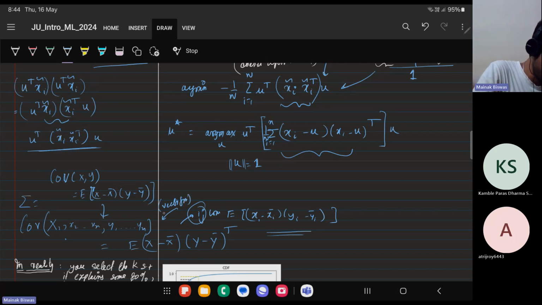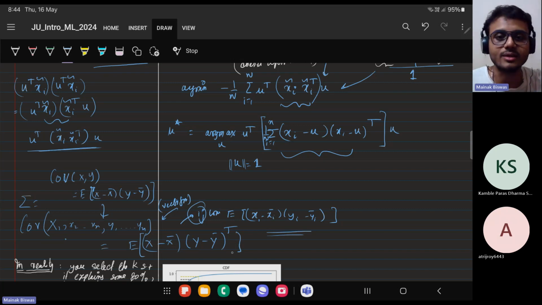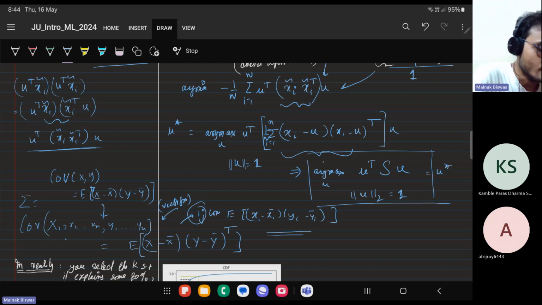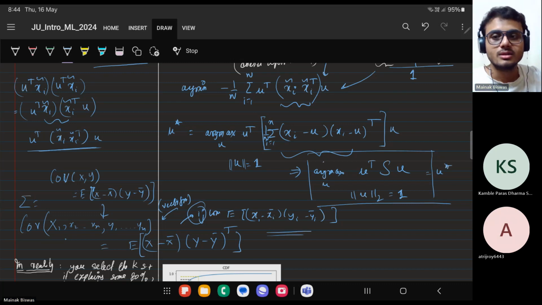So if we do not have the expected value in reality, we have the samples. We have discussed this many times. So this is the sample expectation, right? Sample covariance. This turns out to be argmax of u transpose S u. This is the optimization problem you need to solve. Is this clear?